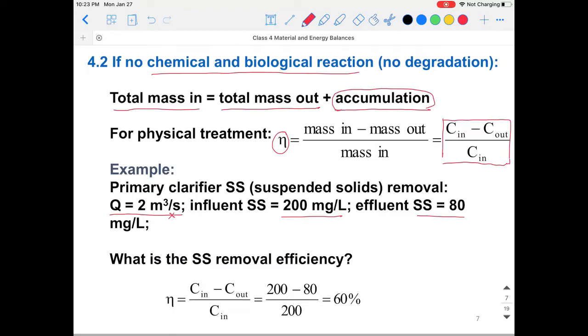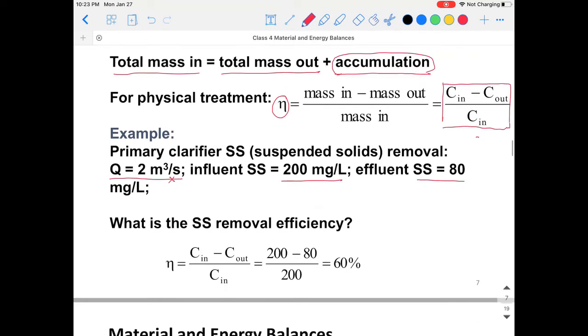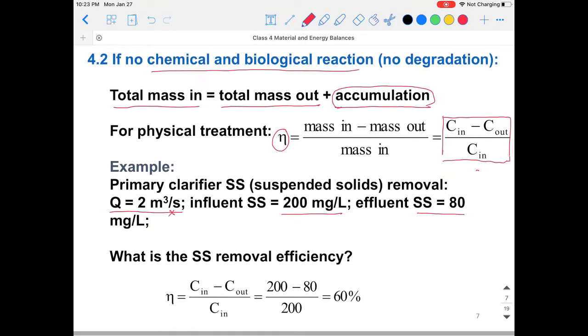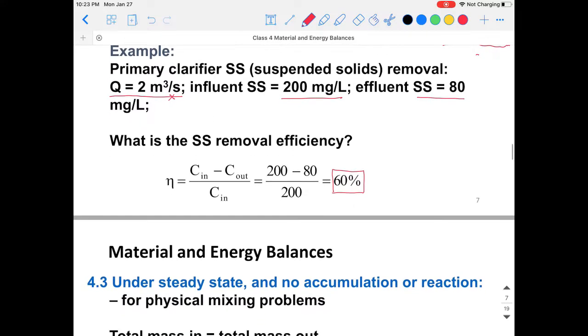For this system, if you want to calculate the physical treatment efficiency, we can just plug into this equation, and that's going to be 200 minus 80 divided by 200. You can see that the removal efficiency is 60%.